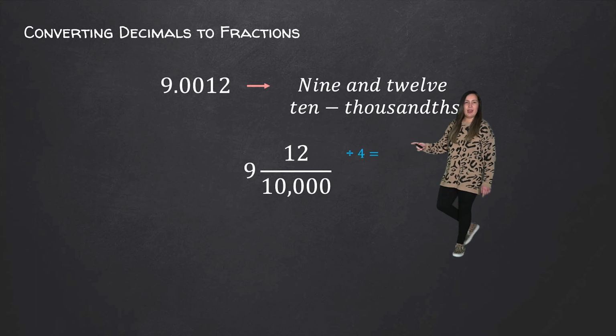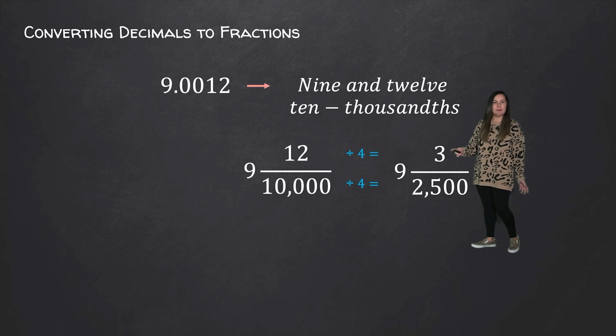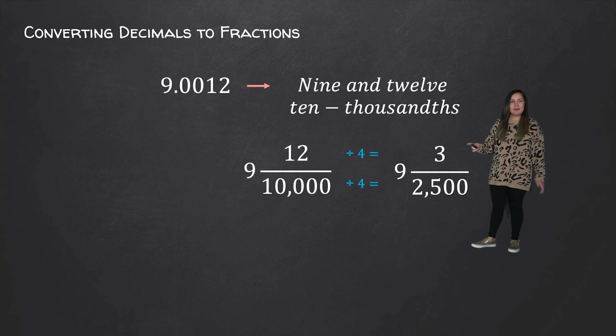But we could go ahead and simplify this if we divide the numerator and the denominator by 4. 12 divided by 4 is 3. 10,000 divided by 4 is 2,500. So 9 and 12 ten thousandths is equal to 9 and 3 over 2,500. And that's it for converting decimals to fractions.